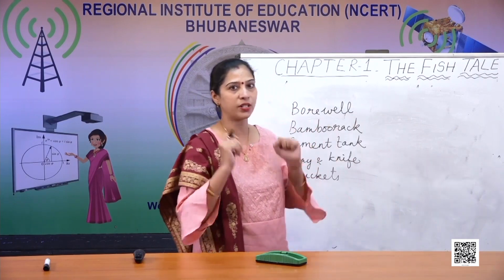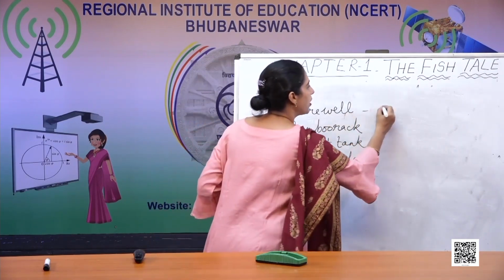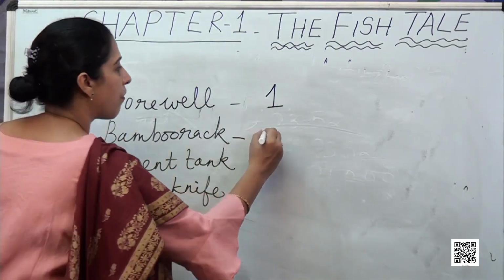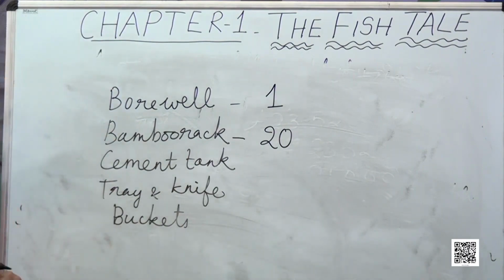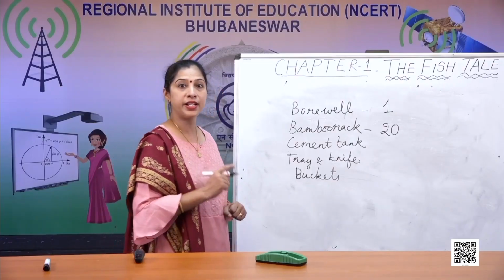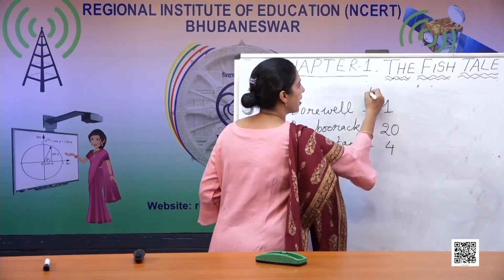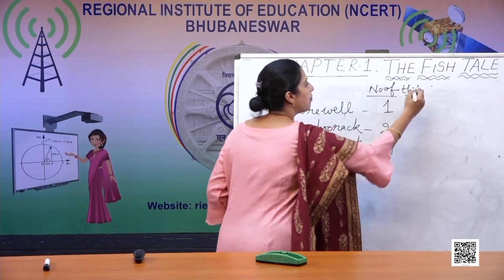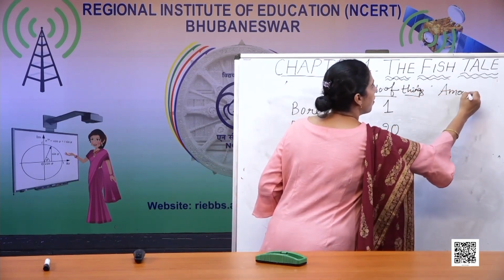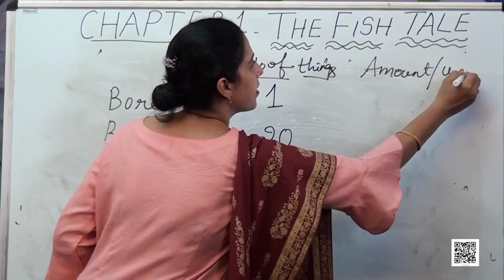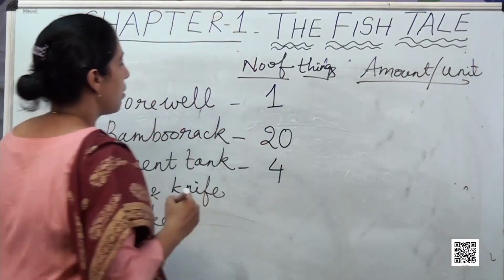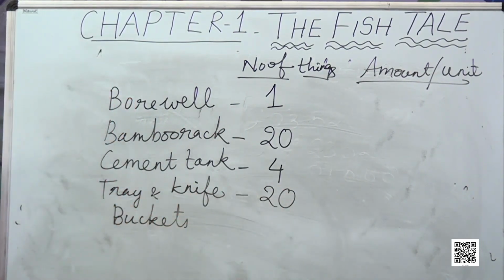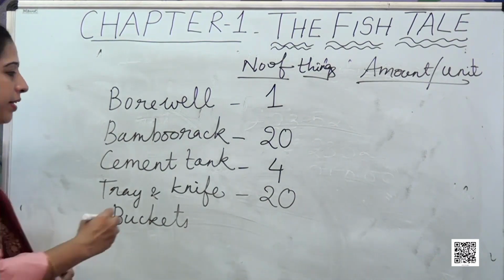So let's see, they need only one borewell and they needed 20 bamboo racks to dry the fish. And how many cement tanks did they need? They needed 4 cement tanks. This is the number of things they needed. And let's find out now the amount per unit. They needed 20 trays and knives, because there are 20 women who can work at the same time. And they also needed 20 buckets.